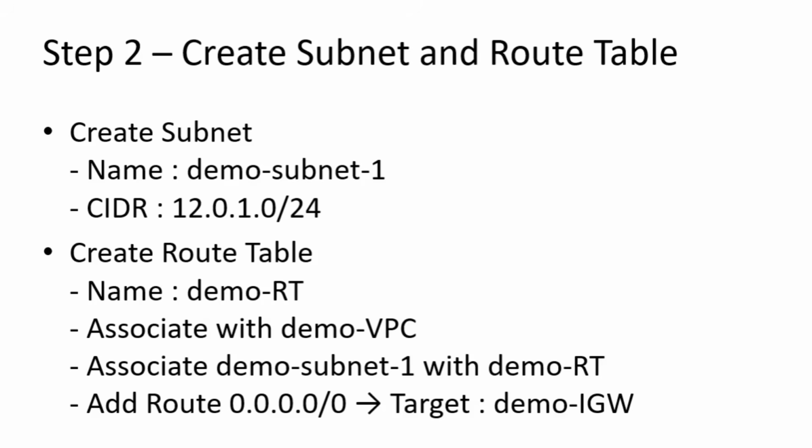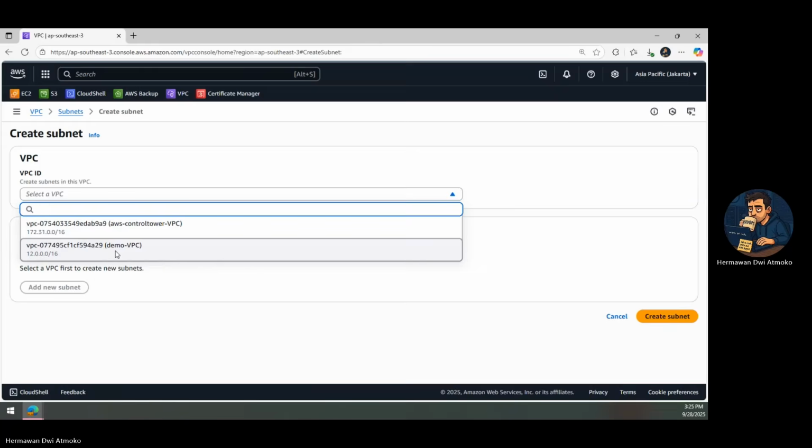Next, we set up a route table. This acts like the traffic map, telling our subnet how to send and receive data. By associating the subnet with the route table and adding a route to the Internet Gateway, we ensure that traffic knows the way in and out of our network. This step gives our cloud environment structure and direction, preparing the path for launching EC2 instances and connecting them securely through Systems Manager.